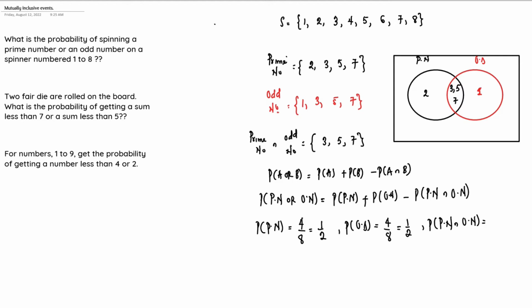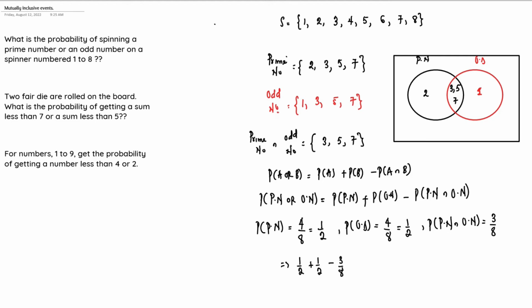And the probability of the intersection, that is prime number intersection odd number, is going to be equal to the number of intersection divided by the total sample space. As we can see, the intersection between the prime numbers and the odd numbers, we have just 3 of them, which is 3, 5, 7. So we have this to be 3 divided by 8. So the probability of having a prime number or an odd number is going to be equal to 1 over 2 plus 1 over 2 minus 3 over 8.